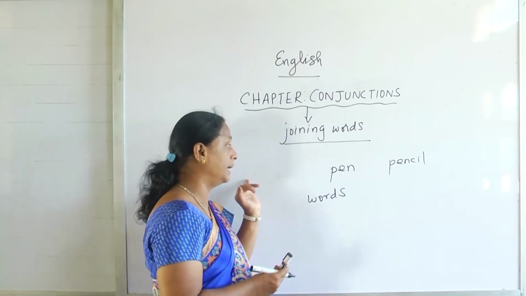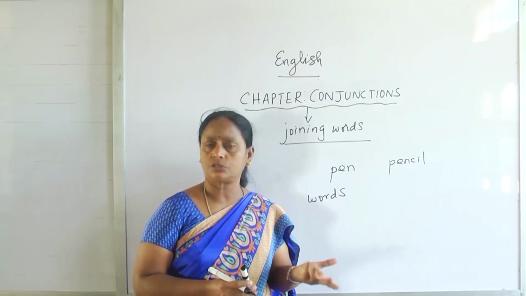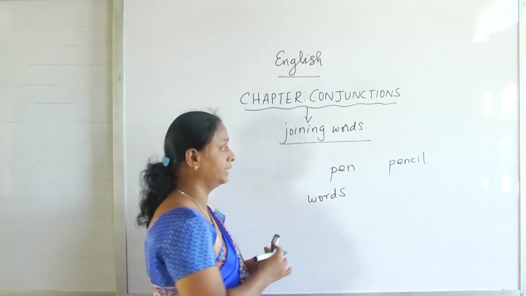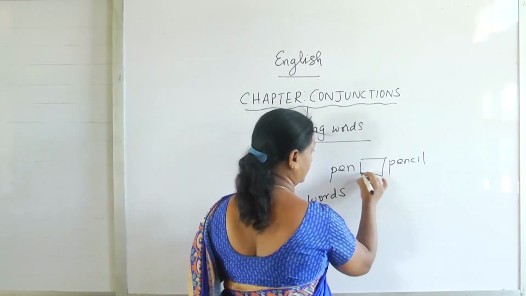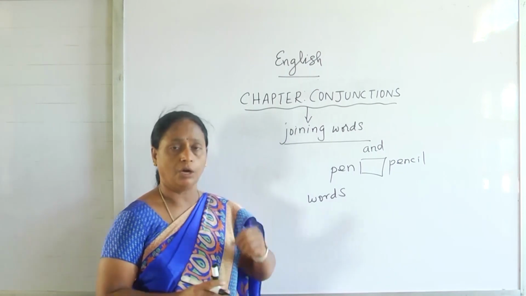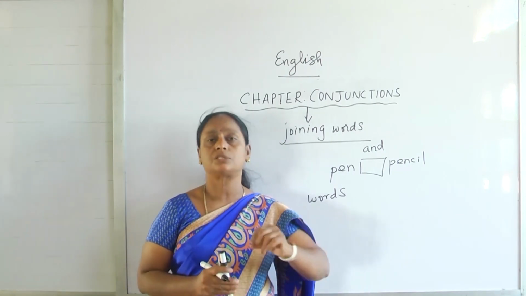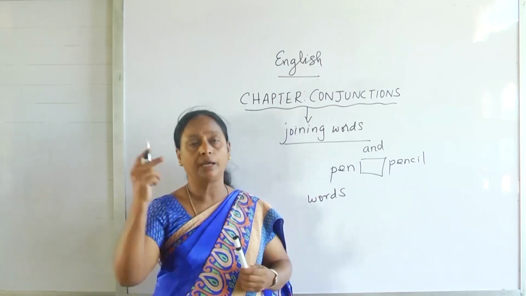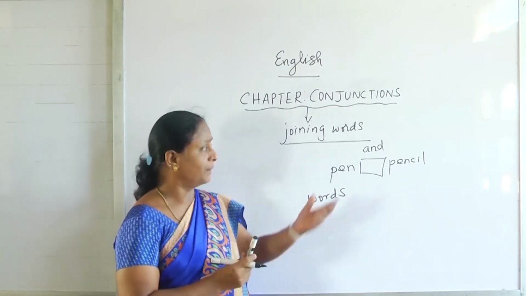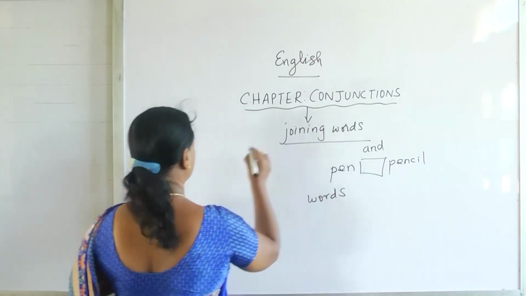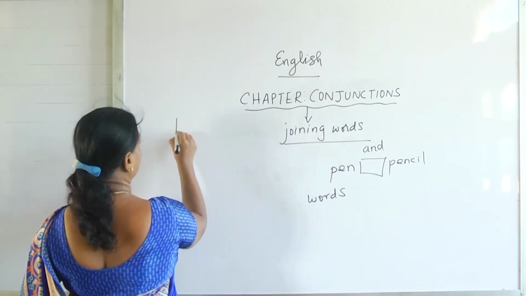I can't write I have pen pencil. It is not a correct usage of words. So I need a conjunction. So I use the and. Here and gives a positive meaning for this. I have a pen, I have a pencil. So it gives a positive meaning for these words. So conjunction is a joining word.